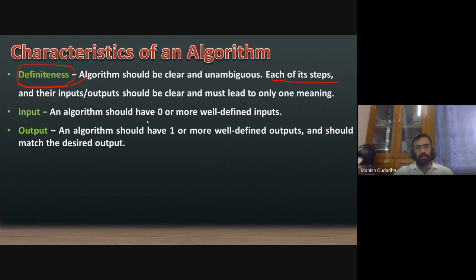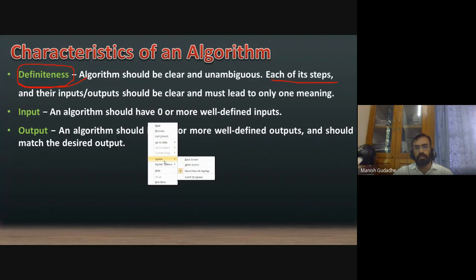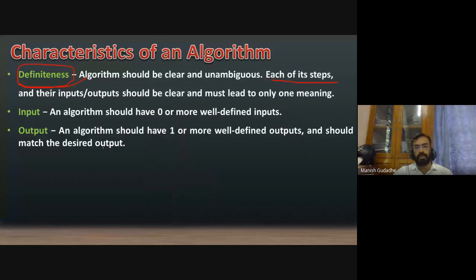Output. An algorithm should have at least one output. Output should be such that it should match the desired output, meaning it should lead us to the solution. So this is important.